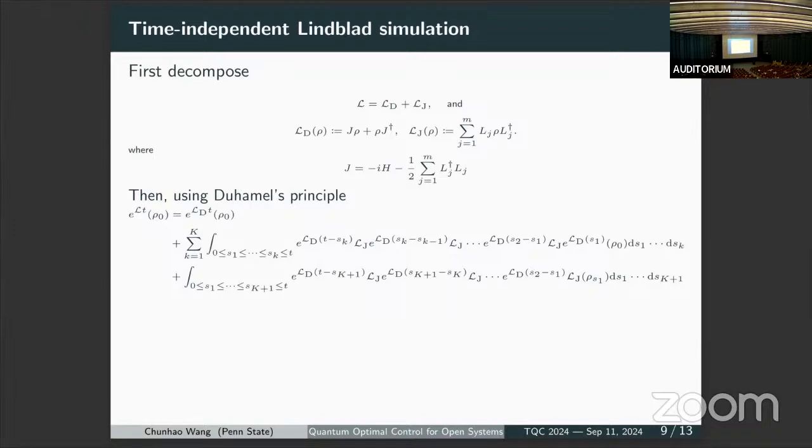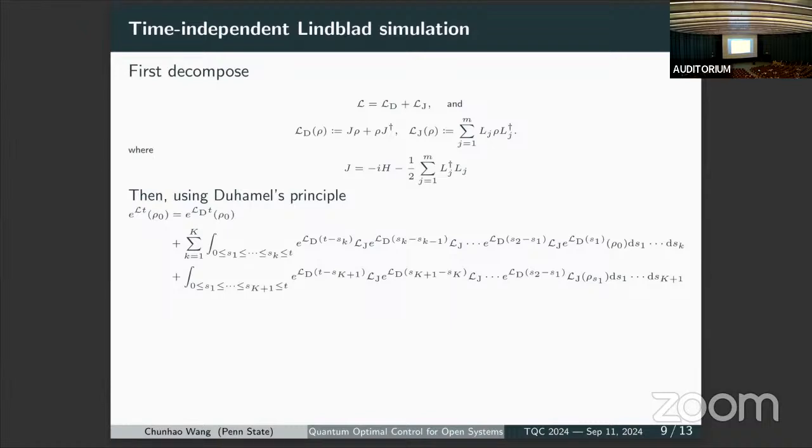And then for the second term, let's first look at the integrand. Let's look at this e to the LD. Because LD looks like this, this e to the LD is a completely positive map. And this LJ, this composition, e to the LD composed by this LJ is already completely positive. So the composition is completely positive. So you can see that if you think of the composition of all the terms, this entire integrand is completely positive.